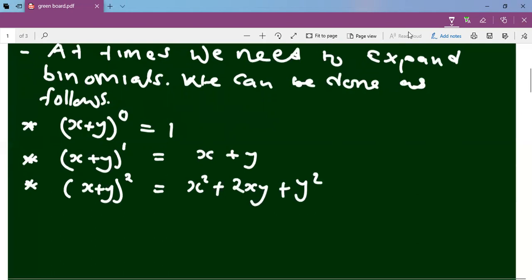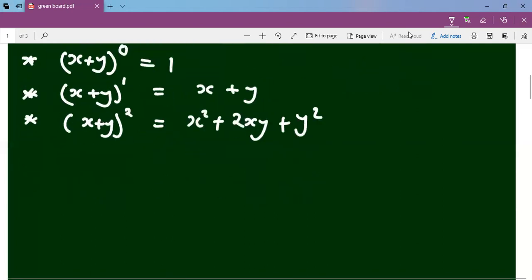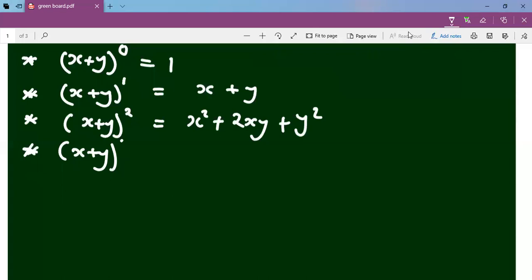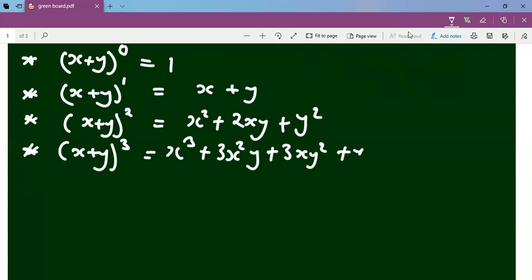All right, maybe we can still put up some more. Suppose we have x plus y to the power 3. What we get? We get x to the power 3 plus 3x squared y plus 3xy squared plus y cubed.